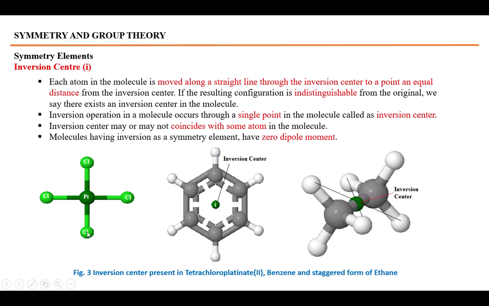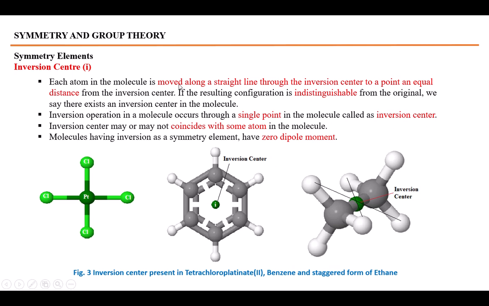For example, in the case of tetrachloroplatinate(II), this is a chlorine atom, and if you start a straight line from the chlorine atom, pass through this center and move to the other position, you would get another chlorine atom. These are two similar atoms at the same distance on the straight line from the center. Similarly, these two chlorine atoms are on the straight line from the center. So the inversion center exists here at the platinum position in this molecule.